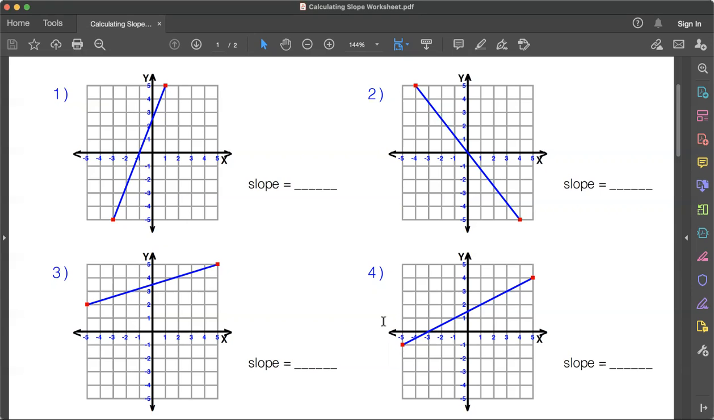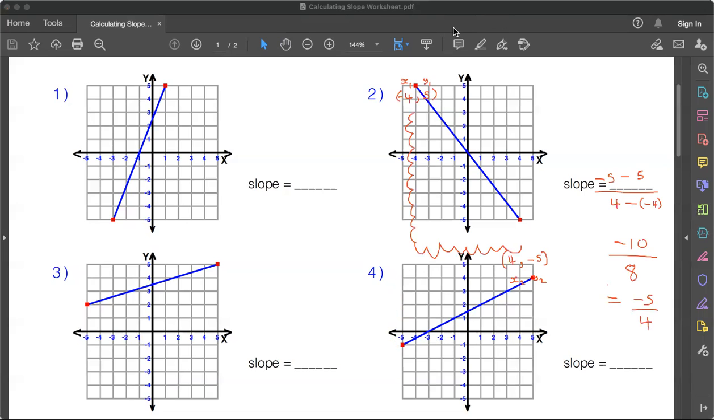6/10, which is 3/5. Let me just double check and see. 1, 2, 3, 4, 5 up and 10 across. Oh, right. 5 up and 10 across. So nope, I don't agree. 5/10, which is 1/2. Okay, you correct yourself.